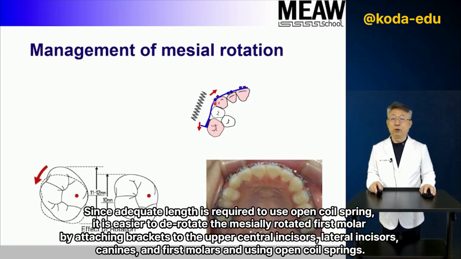Since adequate length is required to use open coil spring, it is easier to derotate the mesially rotated first molar by attaching brackets to the upper central incisors, lateral incisors, canines, and first molars and using open coil springs.